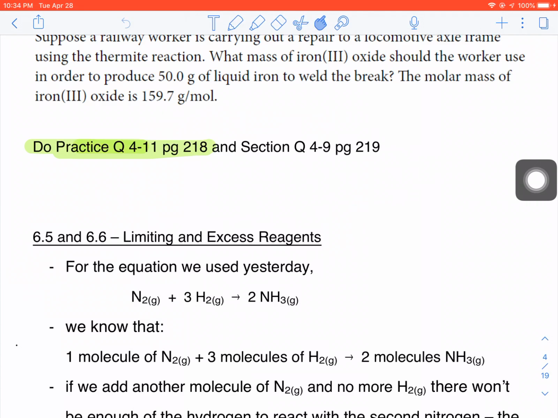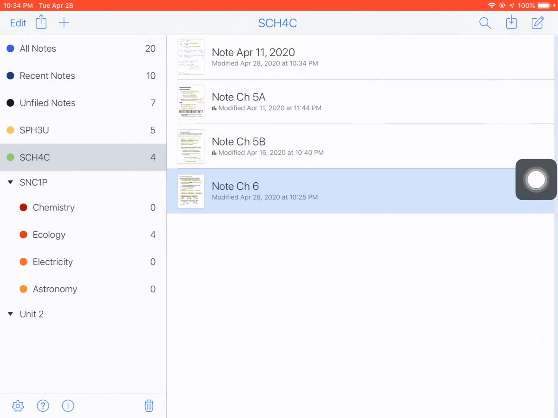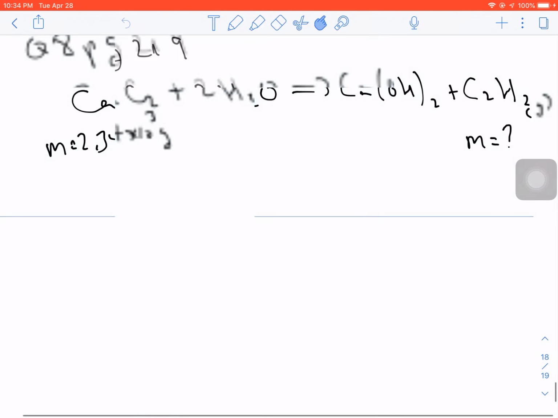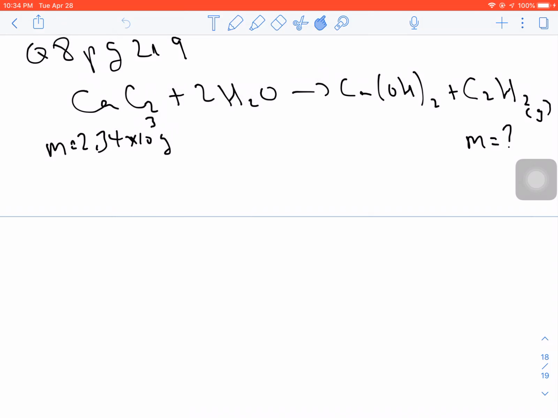I'm going to do question 8 from this set before I go any further, and then we will get into new stuff for today. So if I start with question 8, this is question 8 here from the textbook. I'm going to read the question to you.